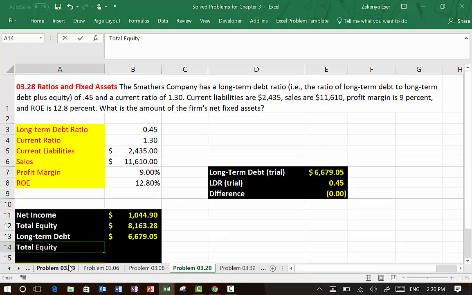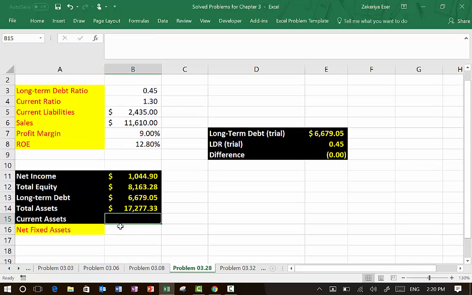Now we're in a position to calculate total assets, which is long-term debt plus current liabilities plus total equity. Well, if we can figure out current assets, we're home. And that's going to be easy to do. Current assets are the current ratio times current liabilities. Hence, net fixed assets is the difference between total assets and current assets.